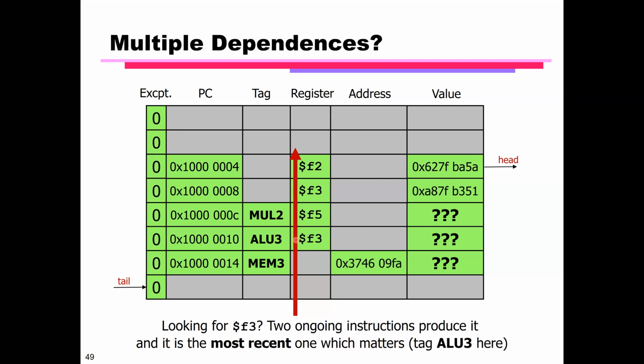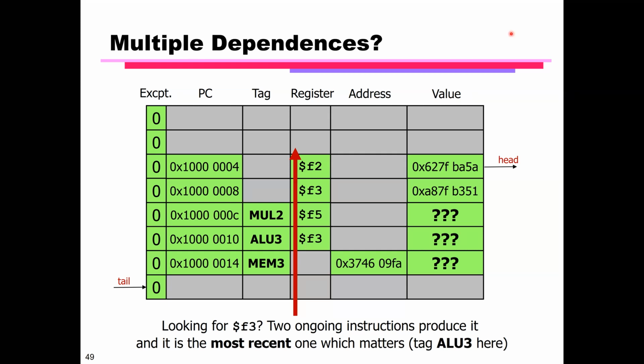So the only thing that I have to take care, and this is the reason for this arrow towards the top, is that I have to go and look at all the elements in the reorder buffer, but I also have to look at it from the end to the beginning. And the things that are closer to me, closer to the end, are the ones that I care about. If there are multiple, the others should be ignored.